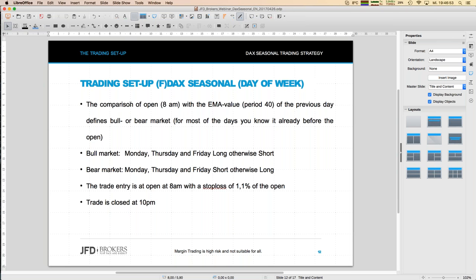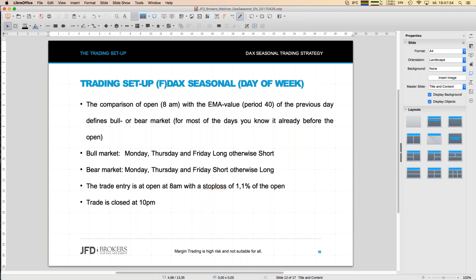What we do, in order to be really precise, we compare the open at 8 o'clock with the EMA value of the previous day. That comparison gives us the answer to the question, bull or bear market. That's it. And now it simply depends on that answer. Was it a bull market? Then we open on Monday, Thursday, and Friday a long trade and otherwise short. And exactly vice versa in bear markets.